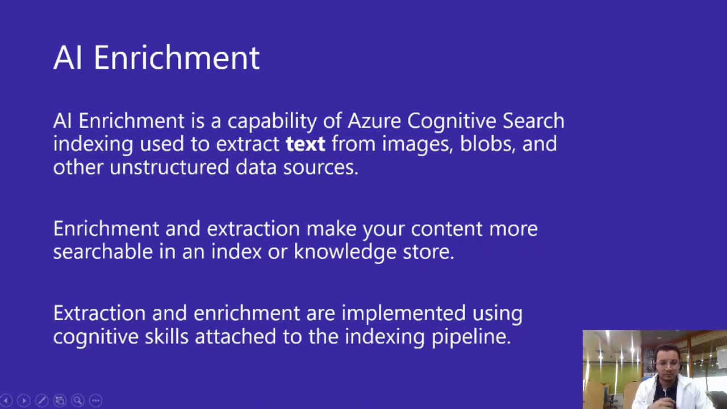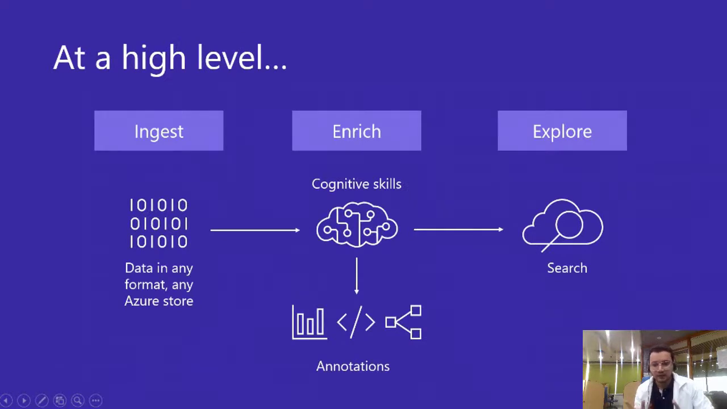So the purpose of this enrichment is to enable the cognitive skills and to integrate the AI enrichment part in the whole indexing pipeline. At a high level, for any text-based search or any search as a service, we ingest the data, and then we can enrich it with cognitive skills, and then you can start exploring your search or use it in any other application.